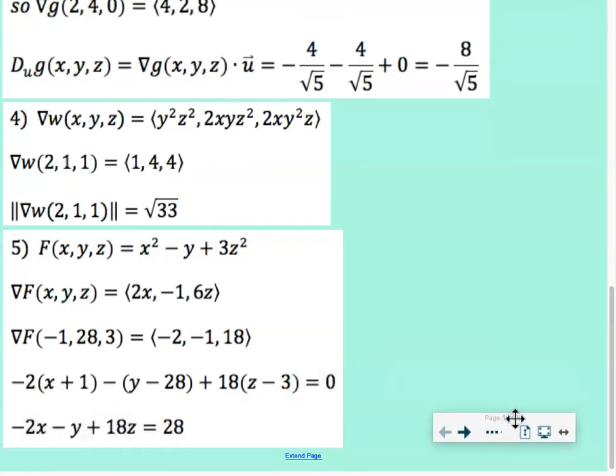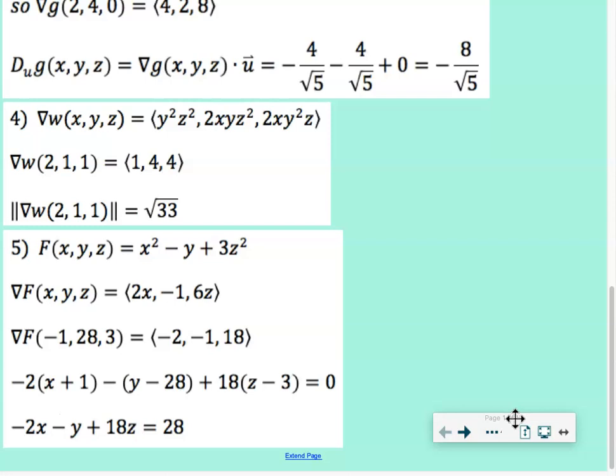So I had a vector of -2, -1, 18, and then this is my unsimplified plane equation, and that's my simplified. So we have y minus 28 equals -2 times x plus 1. This is perfect. Well done. This is written different, but it's perfect. Good. Gorgeous.